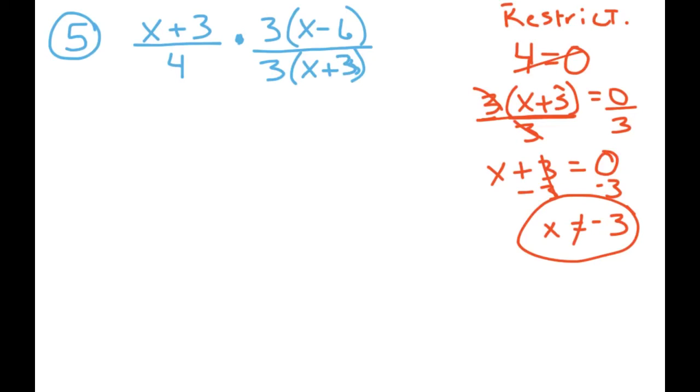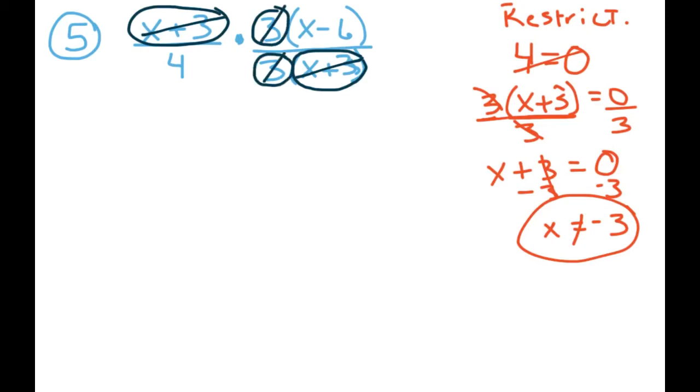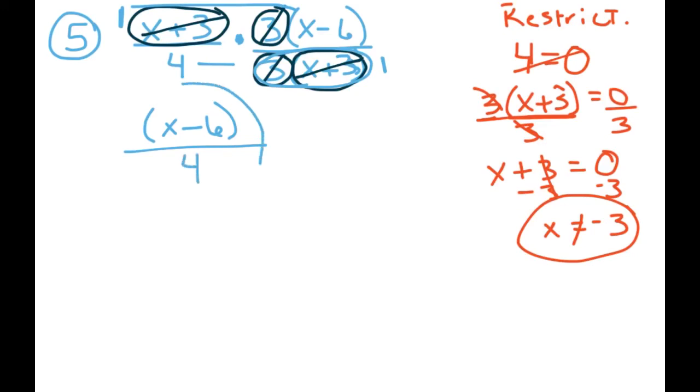Now, as we look up here at the problem, I have an x plus 3 up here. Well, I also have an x plus 3 down here, so those can cancel. I also see I have a 3 here, and I have a 3 here. I can cancel those. So I am going to go ahead and multiply. This ends up just being an understood 1. So 1 times x minus 6 is x minus 6. Down here, all of this has become an understood 1. 4 times 1 is 4. And this is my final answer. There's nothing left that I can simplify. So here is my answer, and here is my restriction.